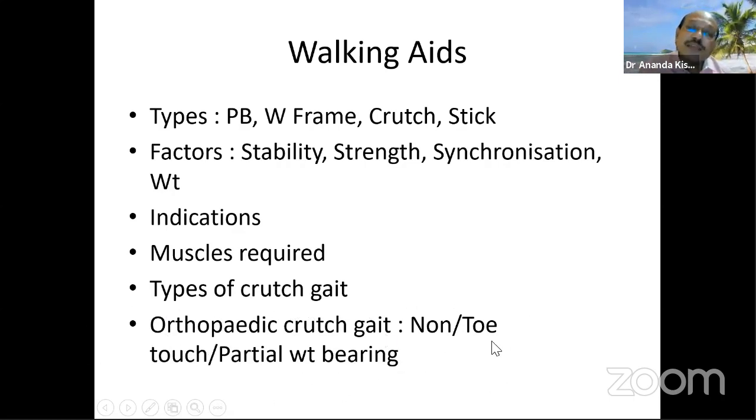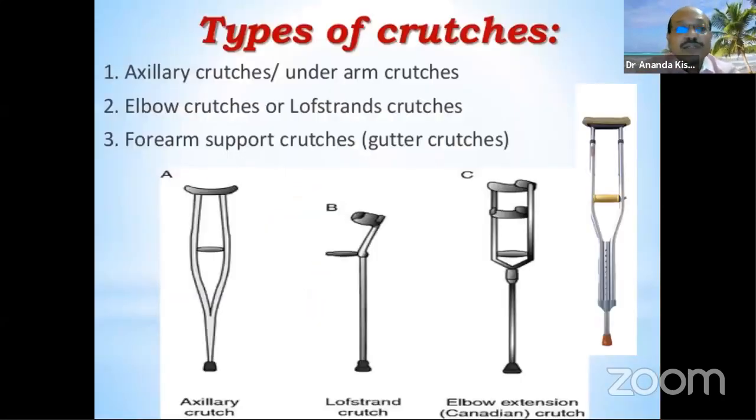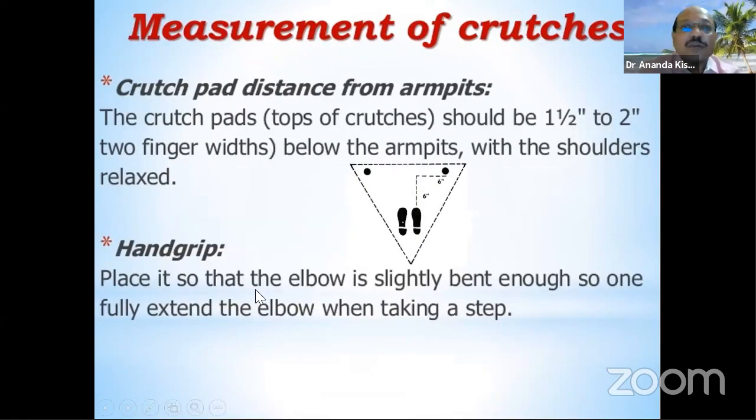It's either non-weight bearing, toe touch weight bearing, or partial weight bearing. What do we mean by that? I'm going to just discuss this. This is the walker. I'm not going into detail. There are different types of crutches: axillary crutch, lobster crutch, elbow extension crutch, and this is the normal axillary crutch.